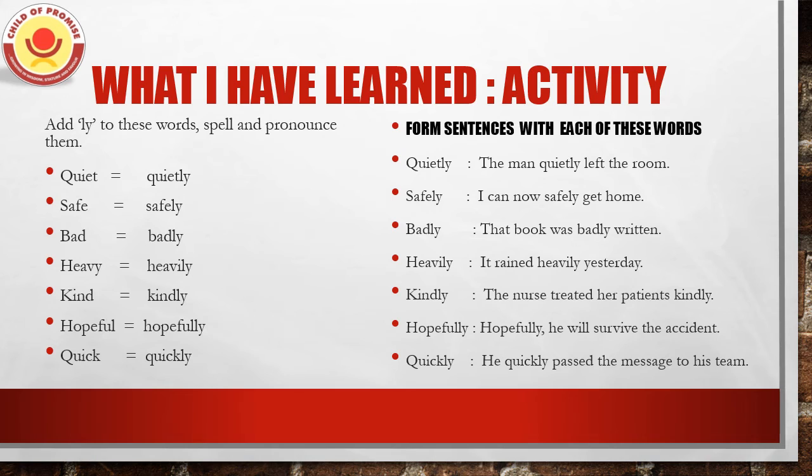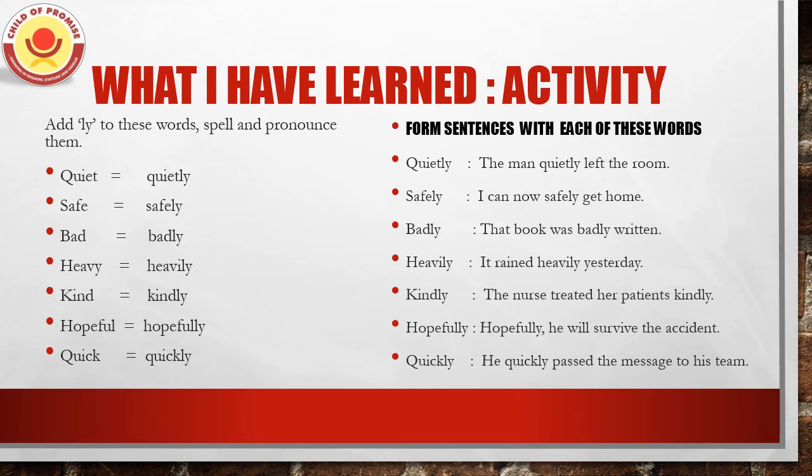Then we have heavy, H-E-A-V-Y, heavy. When we add ly to heavy, it becomes heavily. All right. Remember the rules. We have to change the Y to I first before we add the ly. So we spell H-E-A-V-I-L-Y, heavily. Then kind, K-I-N-D, kind.